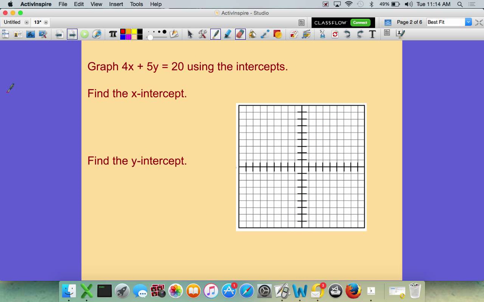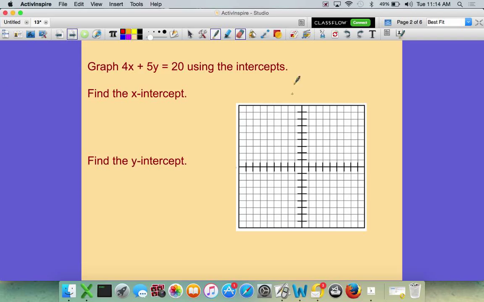All right, next one, we can also do it by using the intercepts. All right, so if we look at that, 4x plus 5y equals 20, that's going to take a lot of work just to get into slope-intercept form. If you want to, you can. It's more important to be right than to do it really fast.